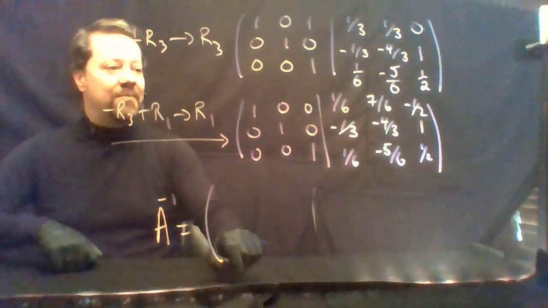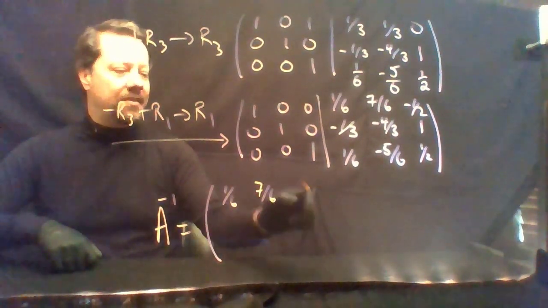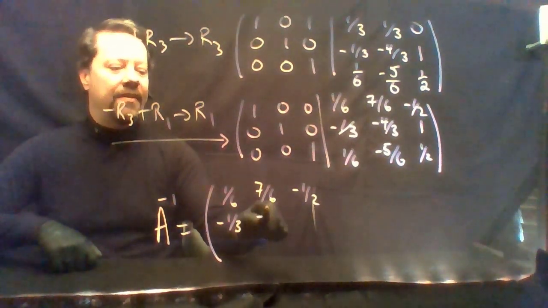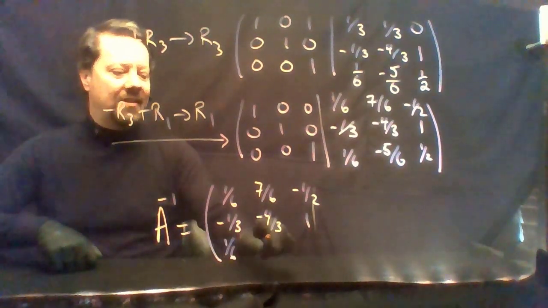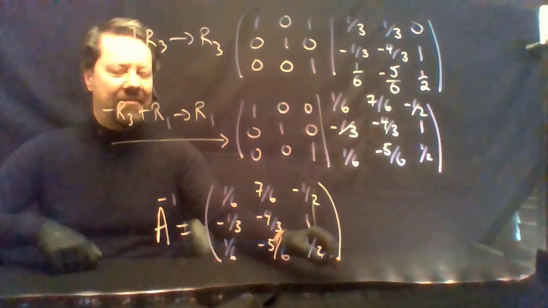Our inverse must be 1/6, 7/6, -1/2, -1/3, -4/3, 1, 1/6, -5/6, and then positive 1/2.